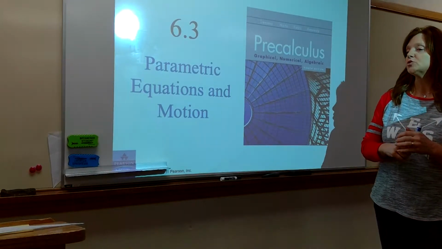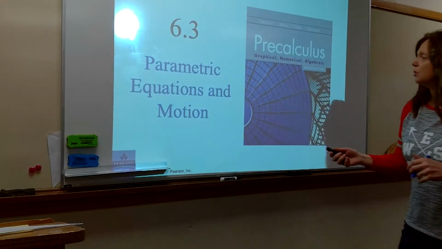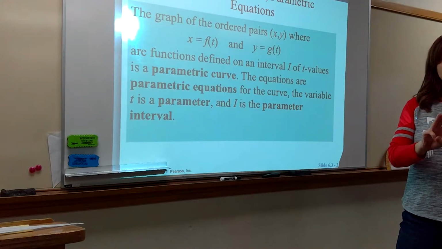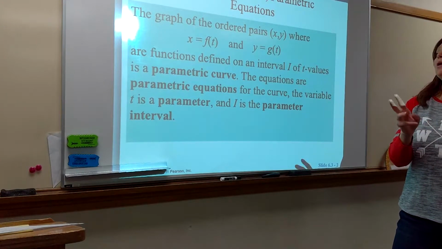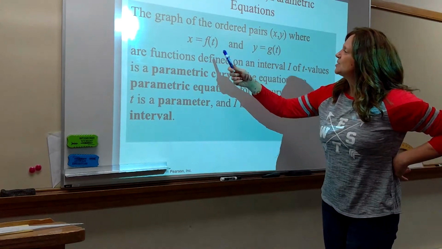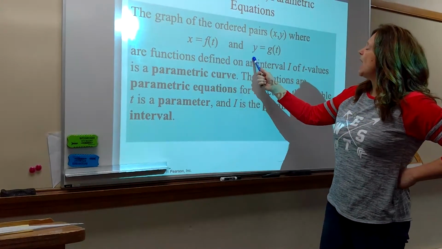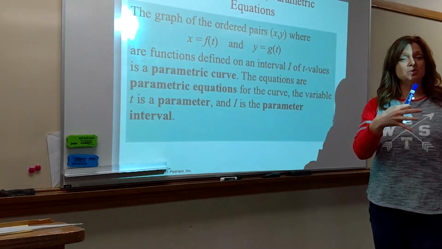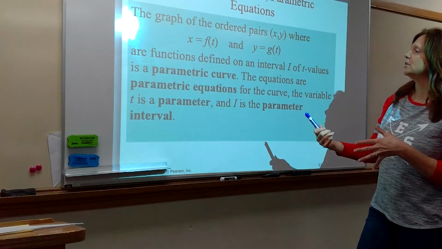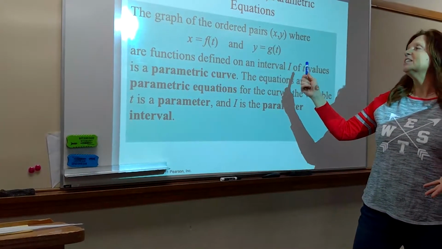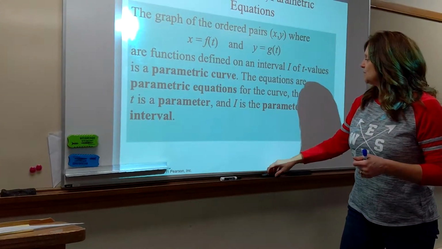But 6.3 is parametric equations. What parametric equations are is a set of equations with a third variable. Normally we just have x and y, but with parametrics we have x, y, and t. And so x is defined as a function of t, and y is also defined as a function of t. So you're going to have two equations, one giving you the x-coordinate and one giving you the y-coordinate. And then t, the variable t, which is usually time, is the parameter in the equation.